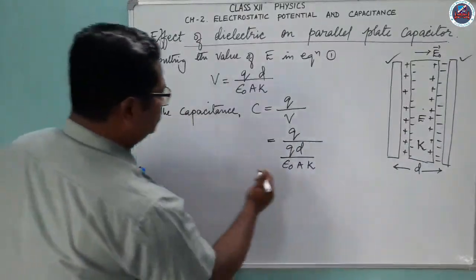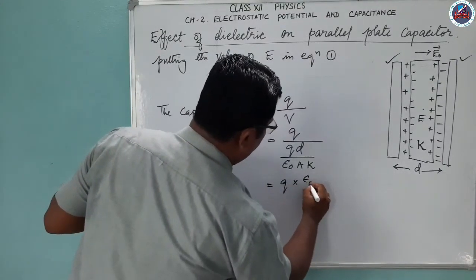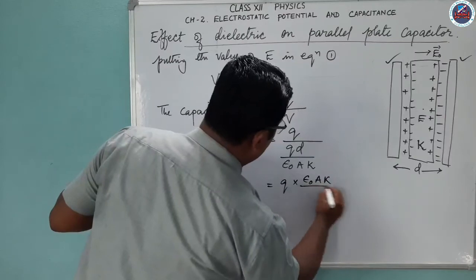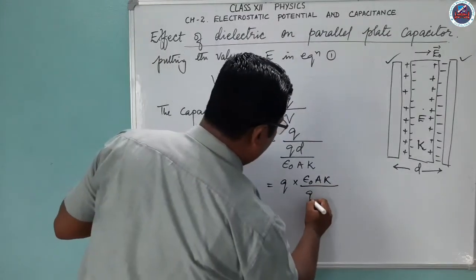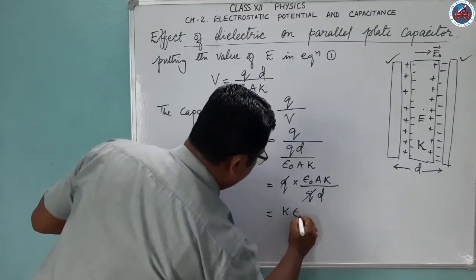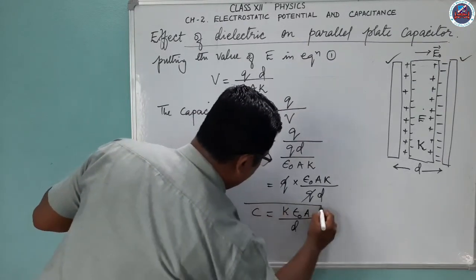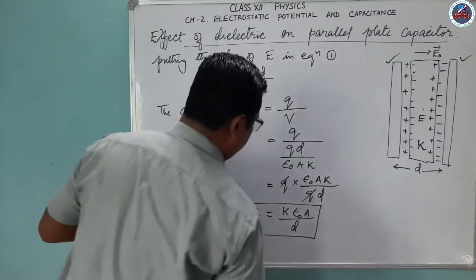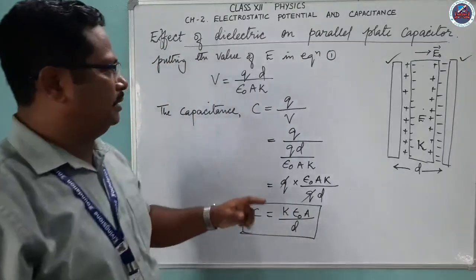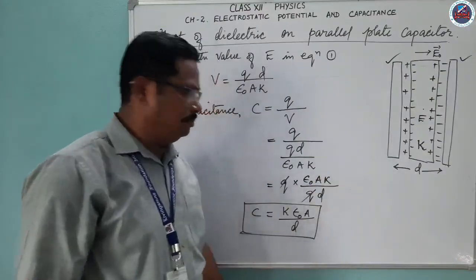So this will turn into Q into epsilon naught AK divided by Q into D, then we cancel. So we get K epsilon naught A divided by D. This will give us the capacitance of a parallel plate capacitor when the dielectric constant K is introduced between the two plates.